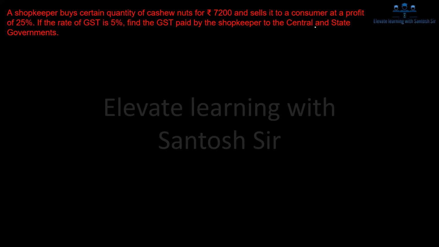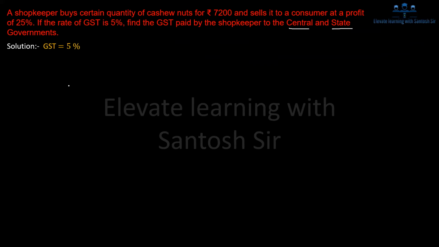Let us take some examples. A shopkeeper buys a certain quantity of cashew nuts for rupees 7200 and sells it to a consumer at a profit of 25%. If the rate of GST is 5%, find the GST paid by the shopkeeper to the central and state governments. Let us start this problem.